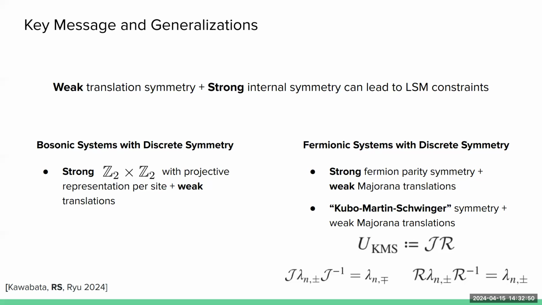So in particular, as we show in our paper, for bosonic systems, it's known that there are LSM theorems which just require that you have a projected on-site representation of some internal symmetry. So for instance, Z2 times Z2 for spin 1/2. And one can show, using the same kinds of arguments, that you obtain a corresponding LSM theorem, provided this Z2 times Z2 symmetry is still a strong one.